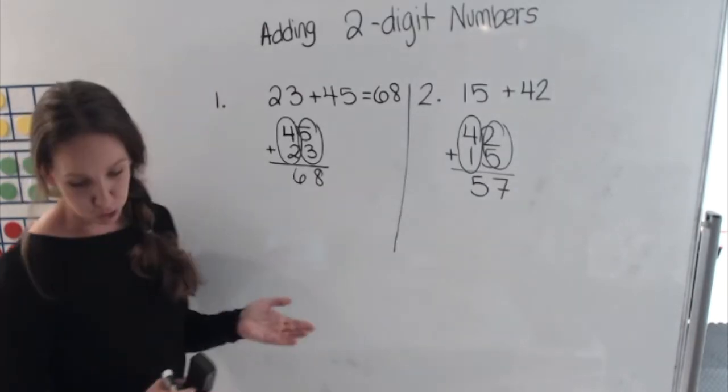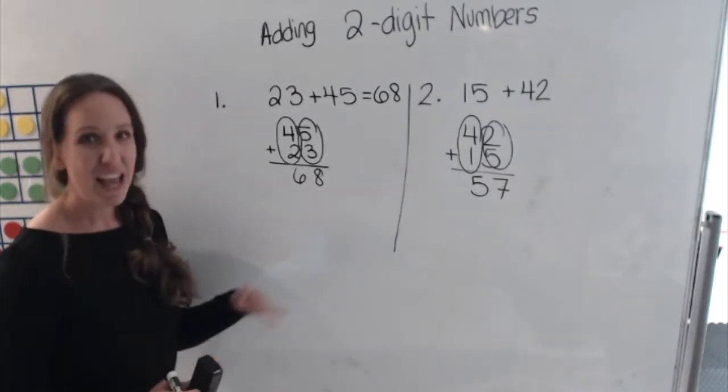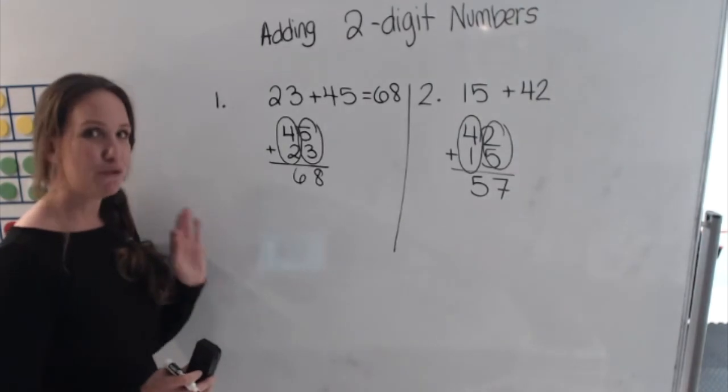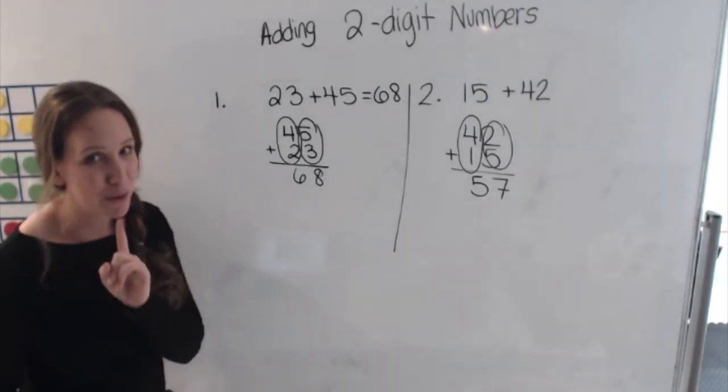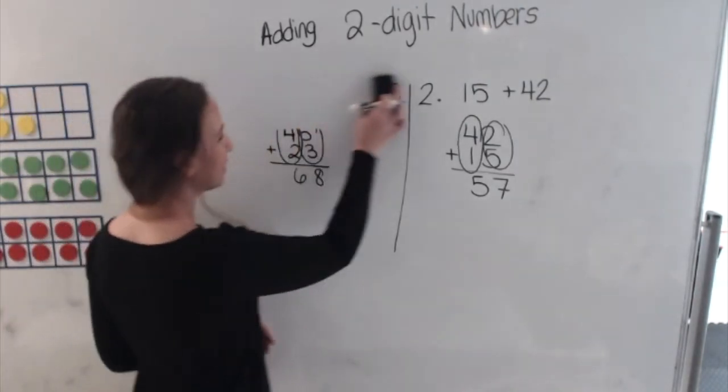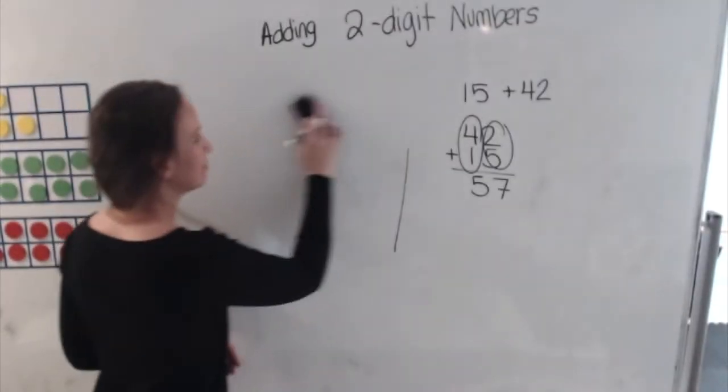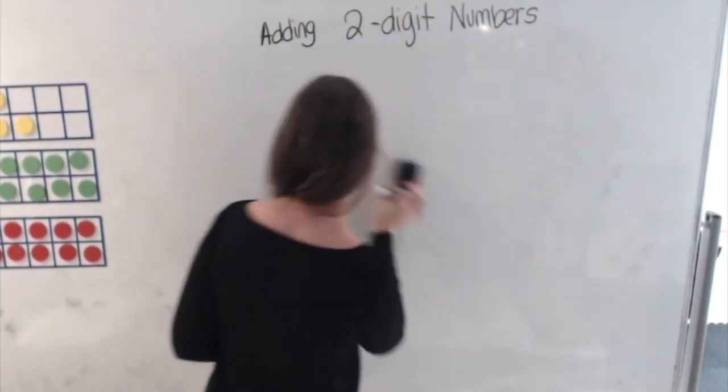Let's erase, and we'll do problems 3 and 4 together. And then I want you to take a second and do 5 and 6 on your own when I'm done with 3 and 4. Don't try to skip ahead. I know what you're doing. So let's do problem 3 together.